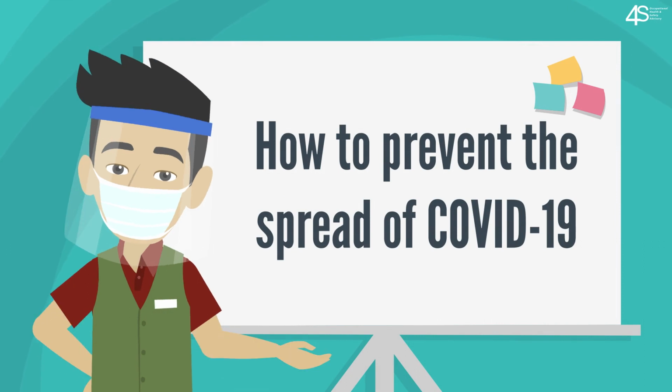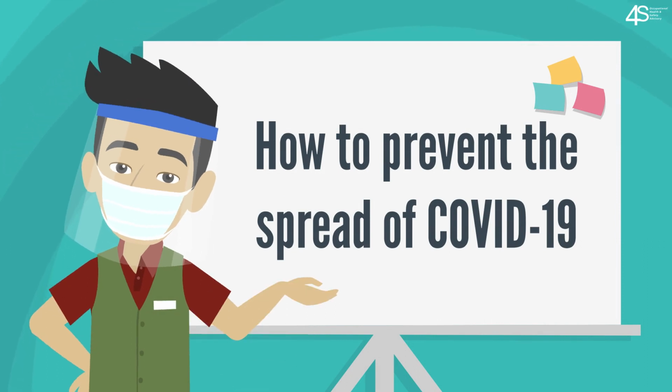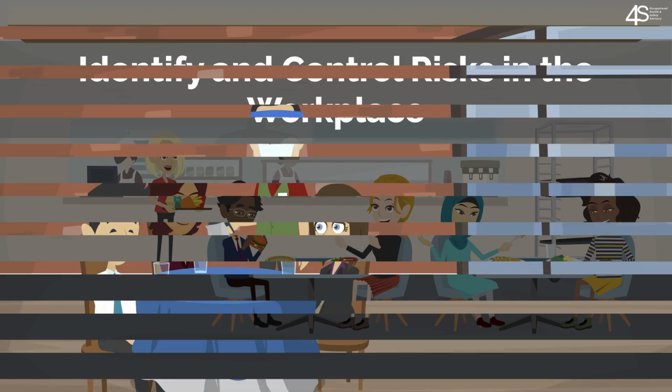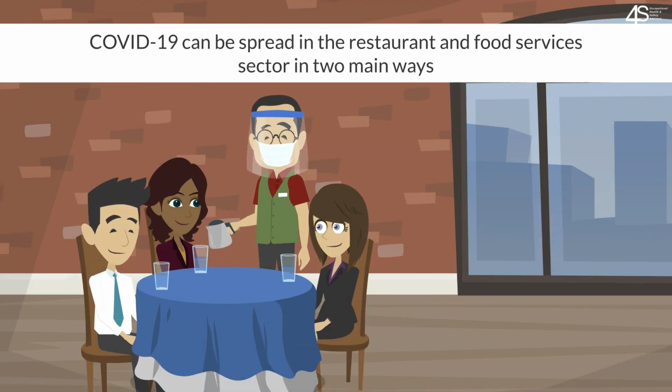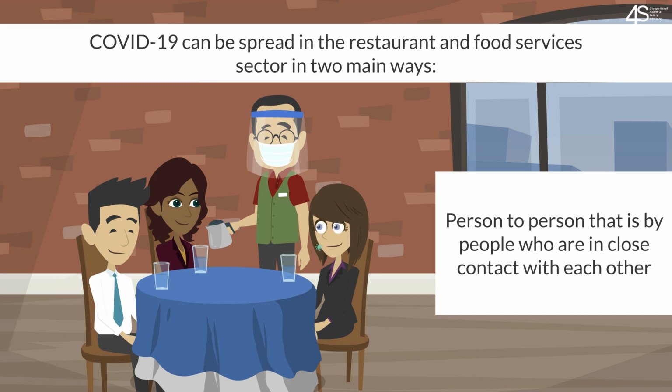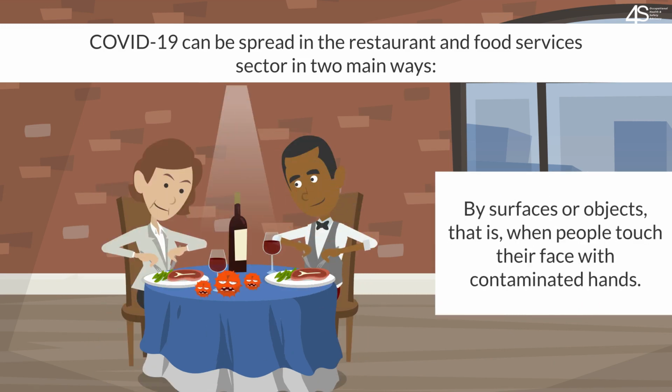Everyone working in the restaurant and food services sector needs to consider how to prevent the spread of COVID-19 at the workplace. To help stop the spread of COVID-19, identify and control risks in the workplace. COVID-19 can be spread in the restaurant and food services sector in two main ways. Person to person, that is, by people who are in close contact with each other, and by surfaces or objects, that is, when people touch their face with contaminated hands.